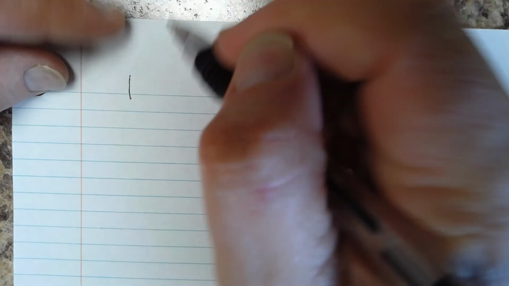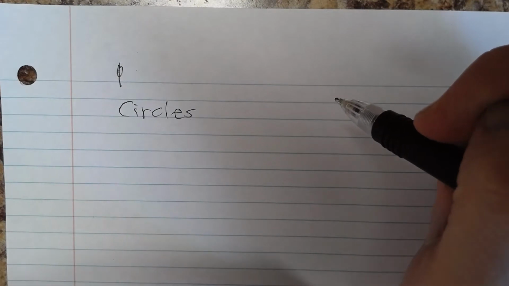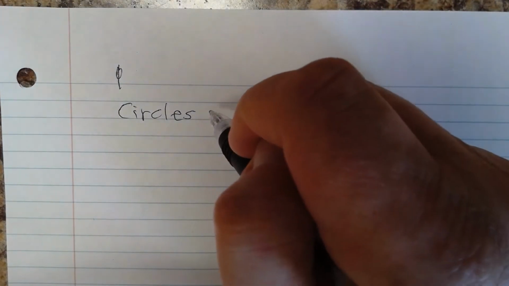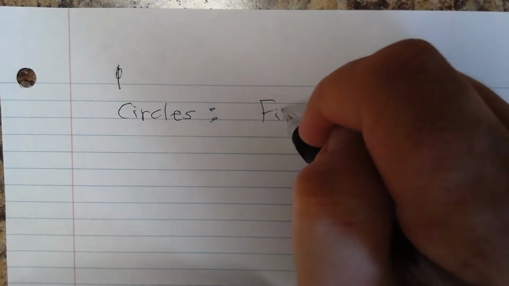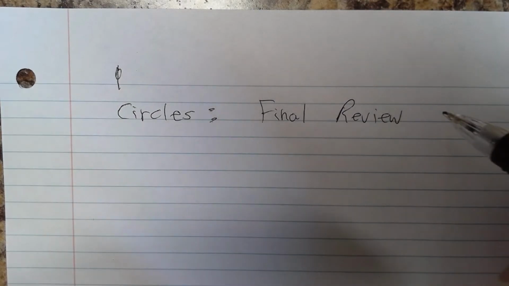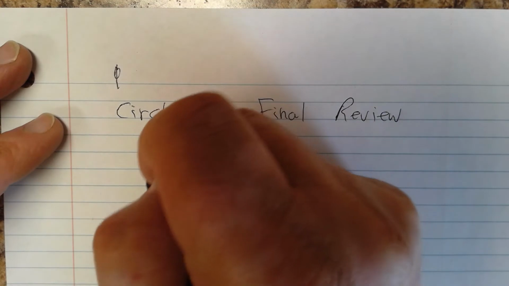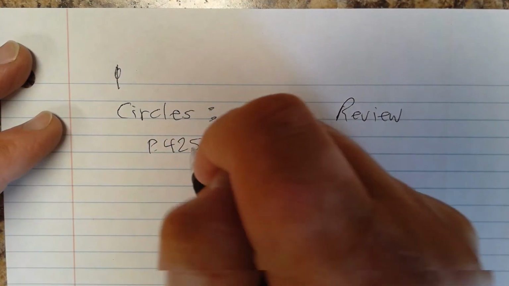I decided to focus mainly on the diagram questions because when it comes to geometry, that's what's important. Can you work with a diagram? Can you work with a blueprint? Circles. Final review. First ones are on page 425.